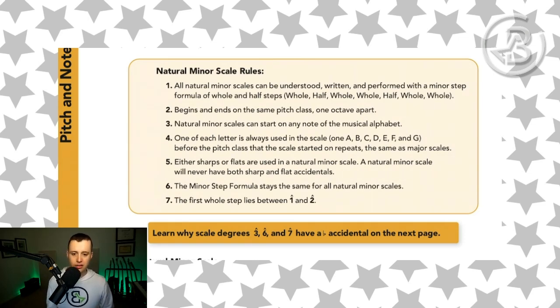Just like major scales and also chromatic scales, either sharps or flats, or no sharps or no flats, are used in a natural minor scale. A natural minor scale will never have both sharps and flats. Number 6, the minor step formula stays the same for all natural minor scales, all of them. And just like with the major scale, the first whole step happens between scale degree 1 and scale degree 2.